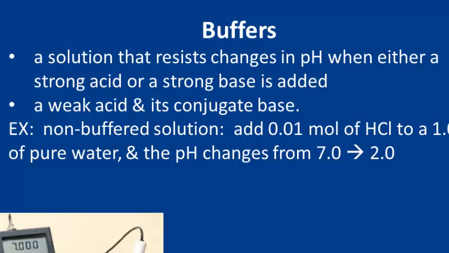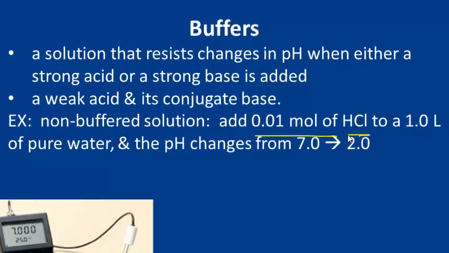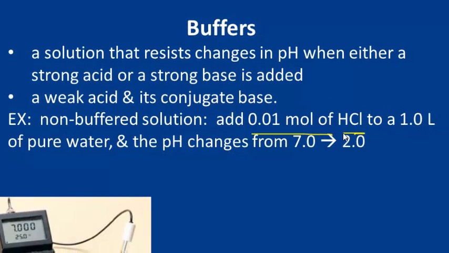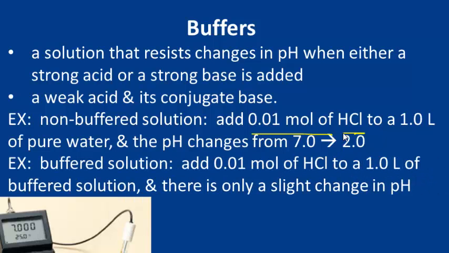To do that, we might want to compare two solutions, a non-buffered solution and a buffered solution. If you take a liter of water and you add 0.01 moles of HCl to it, the pH changes drastically. It goes from a neutral pH of 7 to a pH of 2. However, if we take a buffered solution of the same volume that's buffered with, for example, acetic acid and sodium acetate, there's only a slight change in pH.